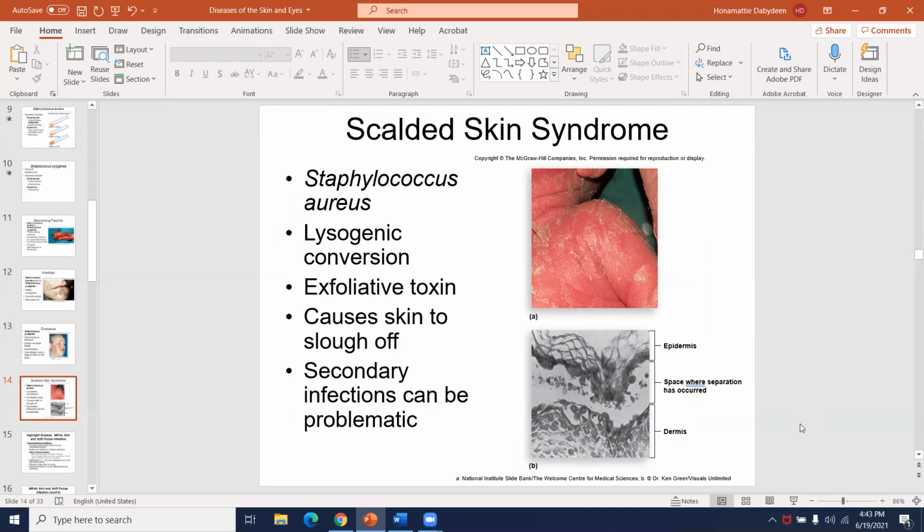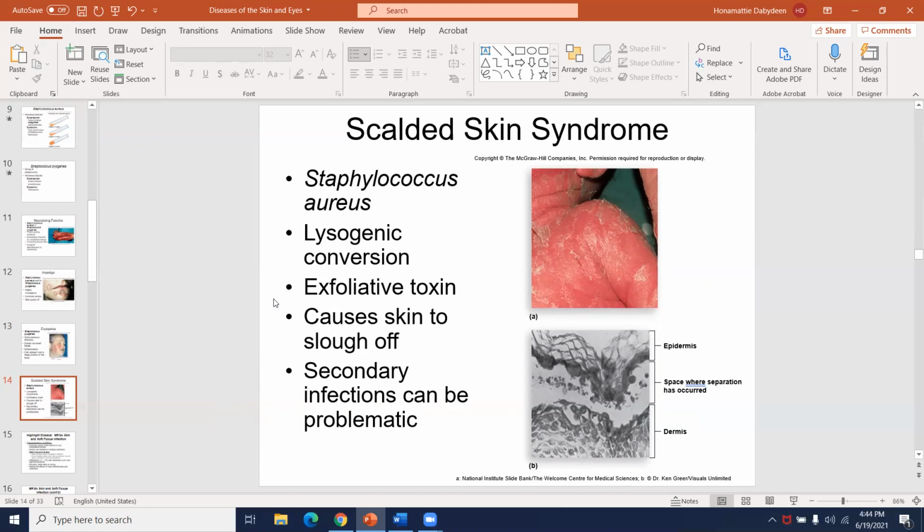Scalded skin syndrome, usually caused by Staph aureus. Exfoliative toxin, again, causing the skin to just peel. Squamous epithelial cells are just kind of no longer there. Skin is just sloughing off. And when that happens, of course, then you have secondary infections, other organisms.